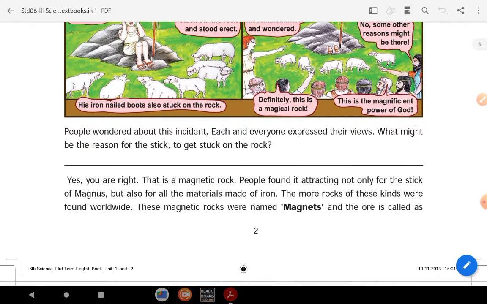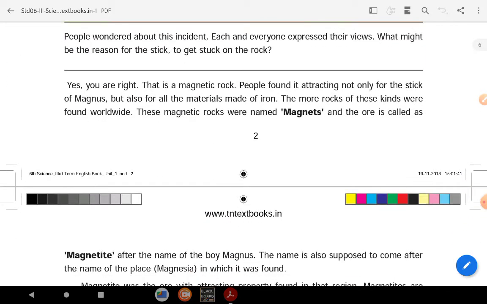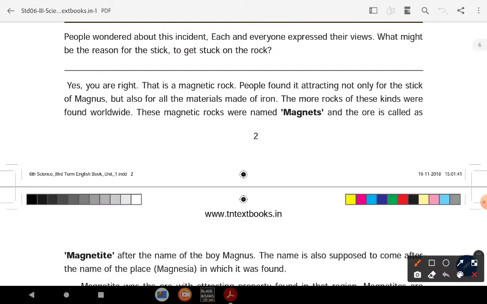Okay, so people wondered about this incident. They were all thinking about this incident. Each and every one expressed their views. What might be the reason for the stick to get stuck on the rock?